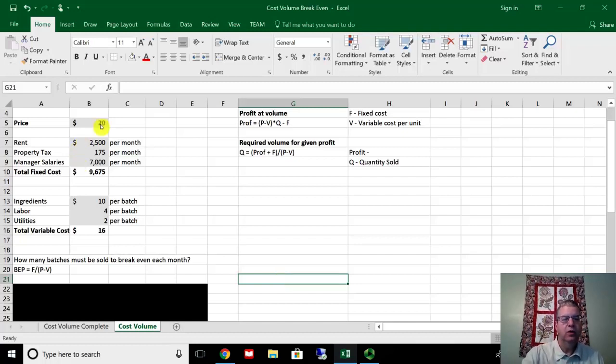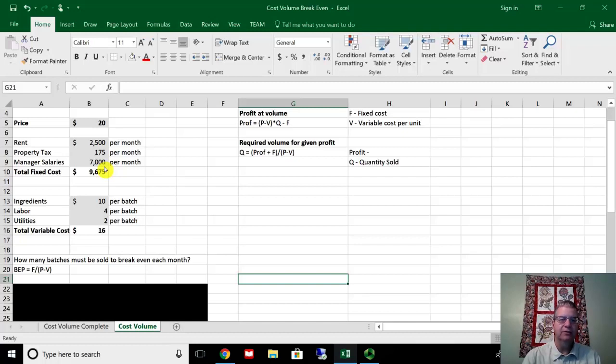So our revenue would be nothing. We would have $20 times 0. We didn't sell any cupcakes. Our variable cost would be 0 because we had $16 times no cupcakes, so that would be 0. But we still had the fixed cost, $9,675, so we would lose $9,675 that month.